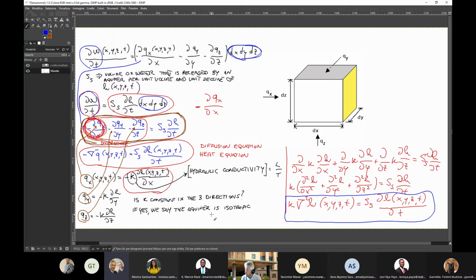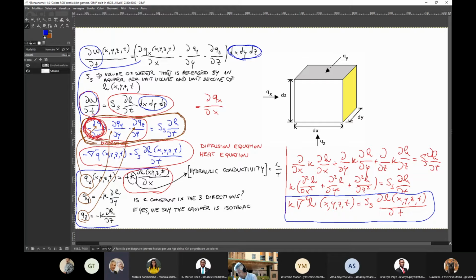But it is a tool that I now can use to describe the dynamics of the hydraulic head in the three directions of space and time. And once I know the dynamics of the hydraulic head, I can go back to these equations here, bottom left.